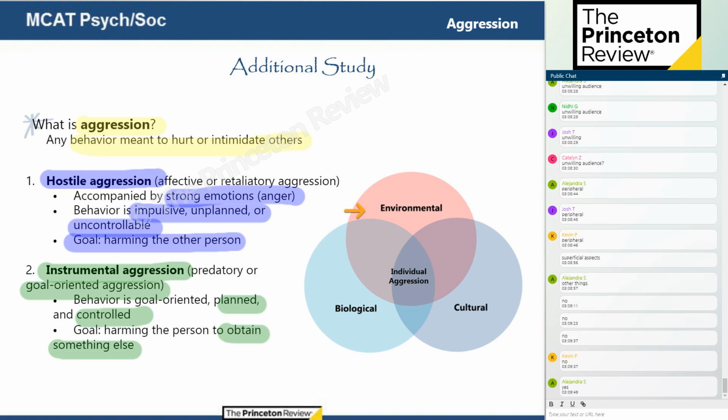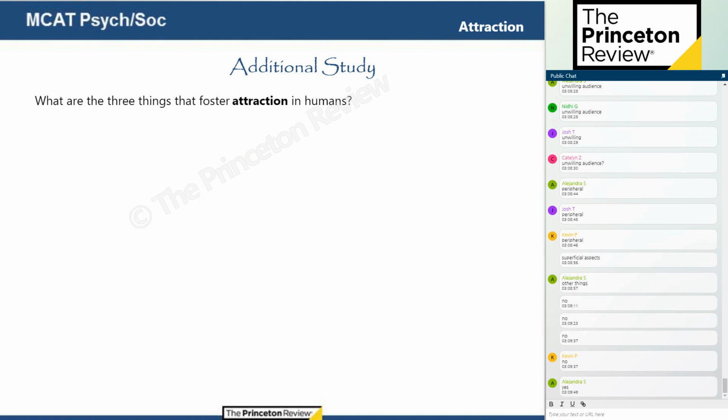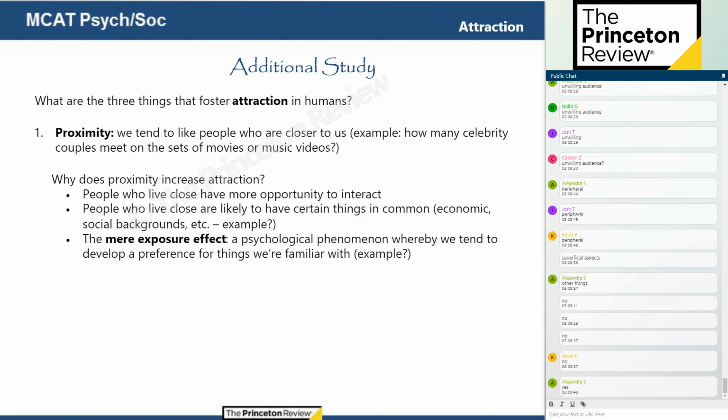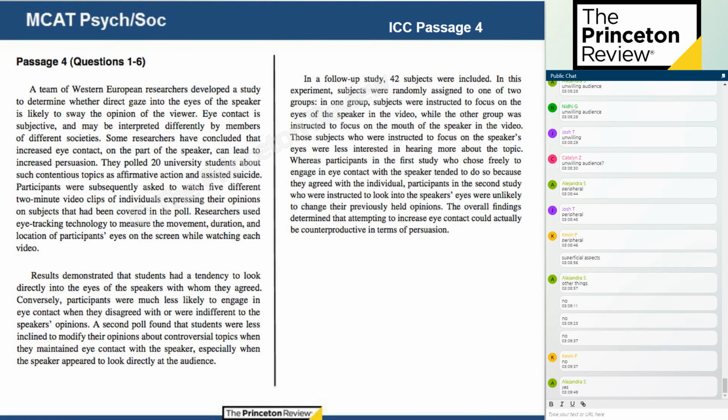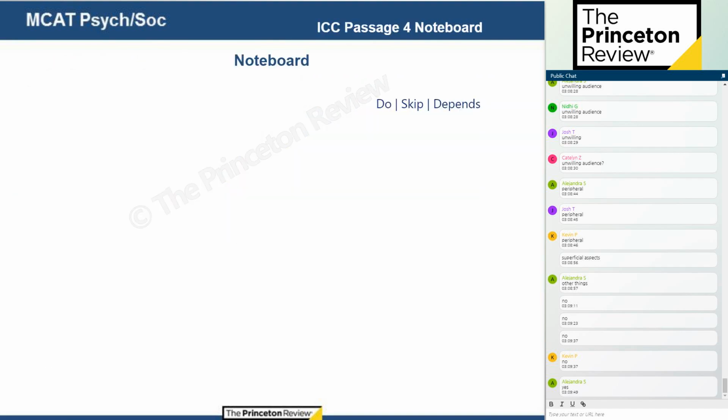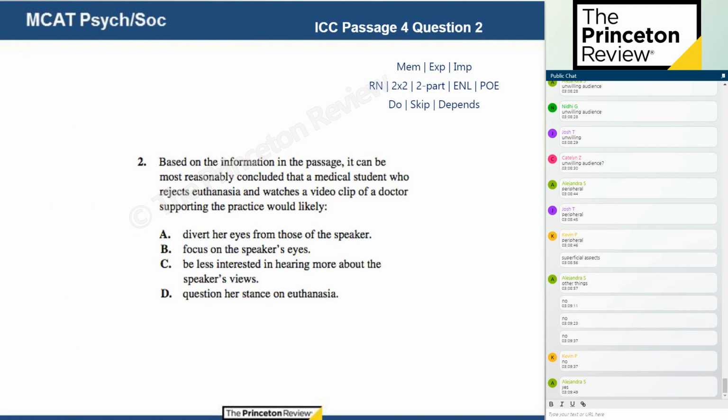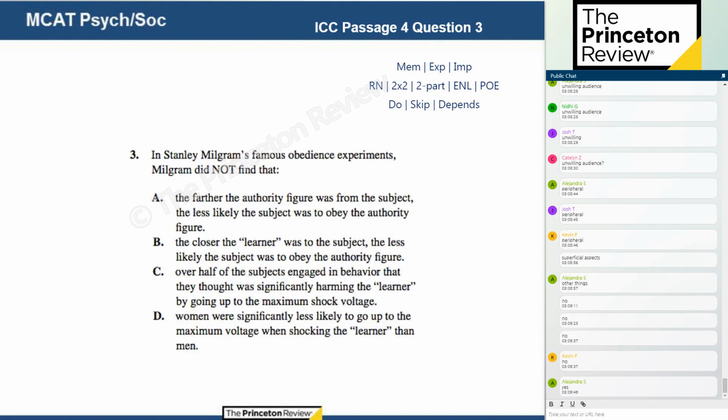Women are also aggressive, but in a different way. Women tend to be relationally aggressive. I am going to assign these things on attraction also as homework. There are 3 things that foster attraction. We are going to skip over passage 4.